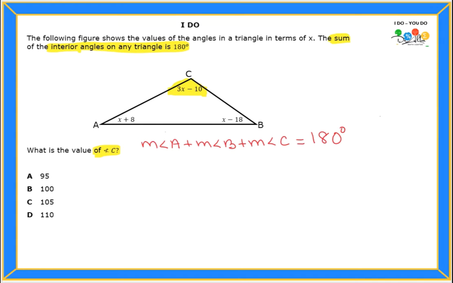So measurement of angle A, what is it that that one is represented with? x plus 8. So I'm going to write it down. What about angle B? Well, that's x minus 18. And the last one, it's 3x minus 10. So basically what I did is I replaced each angle with the expression that it is represented with.